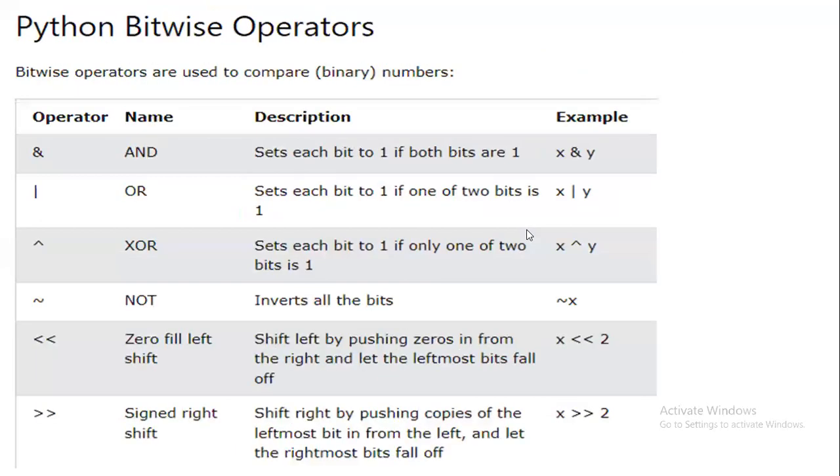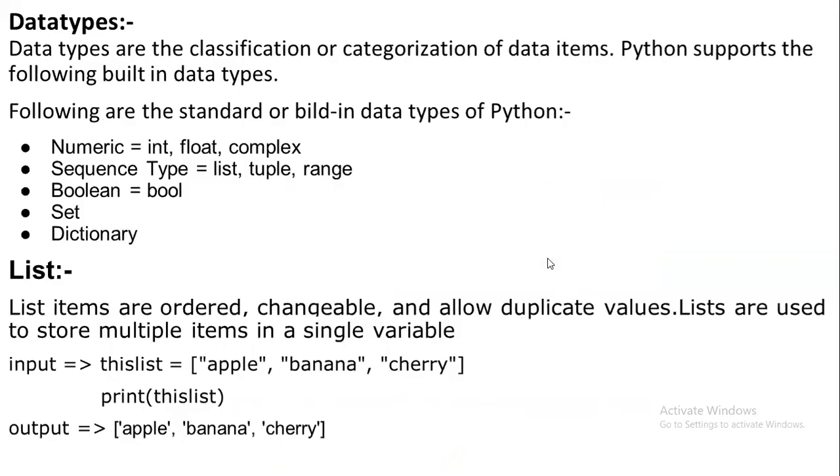Find Python bitwise operators: x and y, x or y, x or not. You may have studied digital electronics or Boolean algebra, so this is based on Boolean algebra. Fine. So now we are going to see data types.